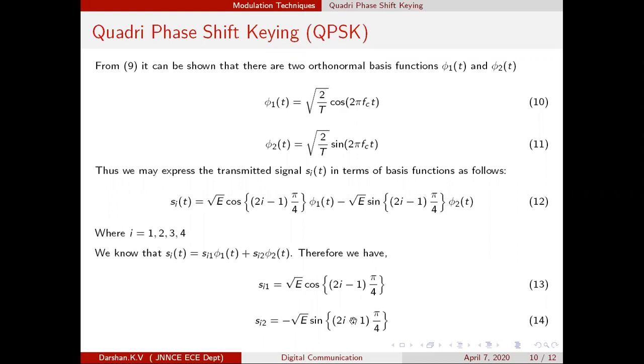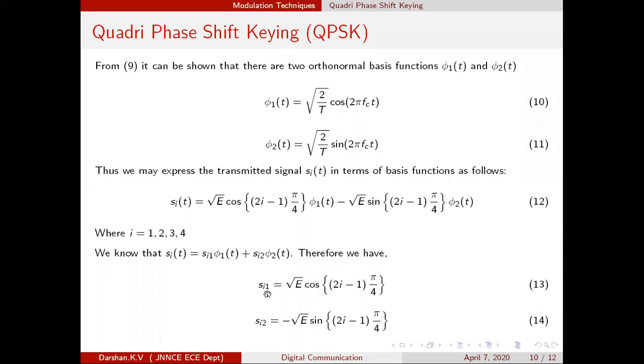Okay, so Si1 and Si2, now you are with this. All of us know signals could be expressed as follows: Si of t is equal to Si1 into phi 1 of t plus Si2 into phi 2 of t. What is this Si1? This coefficient is called Si1, and this coefficient is called Si2.